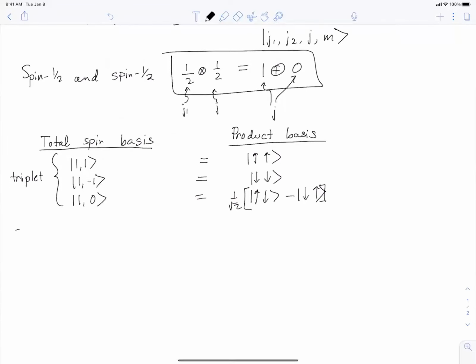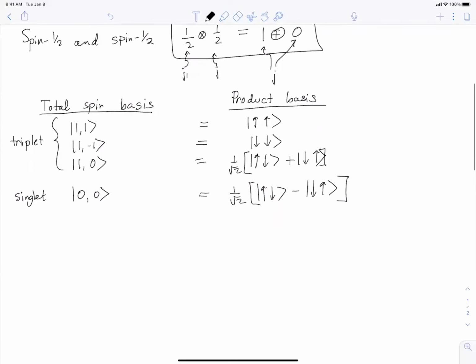And then there's the singlet state, which is total spin 0 and its z component therefore has to be 0. And that's 1 over root 2. This should have been a plus sign. And this is up arrow down arrow minus down arrow up arrow.